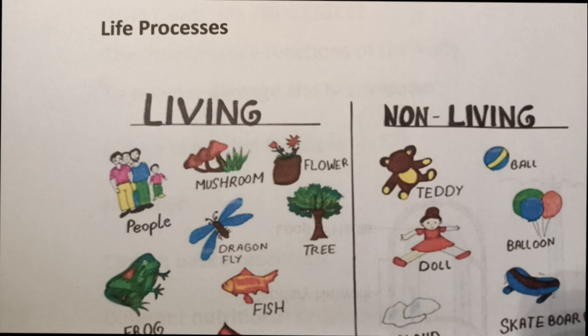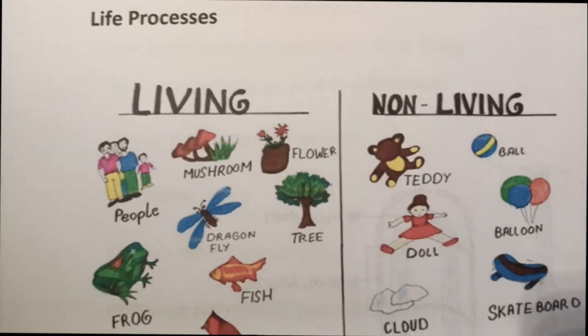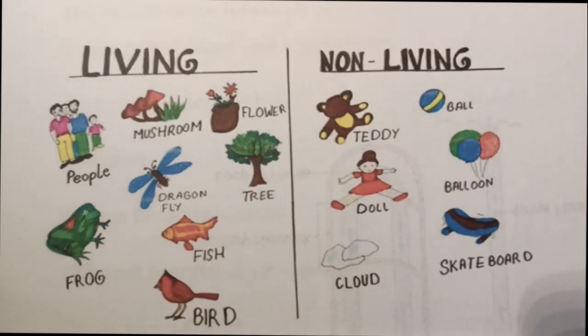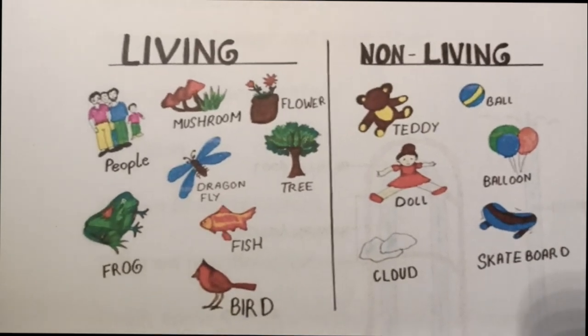So what is life? What is a living being? When do we call something alive or not alive? There are various concepts here. Alive is something that is moving. So look at this diagram. People, the flies, fish, frog, birds, these are the moving objects.